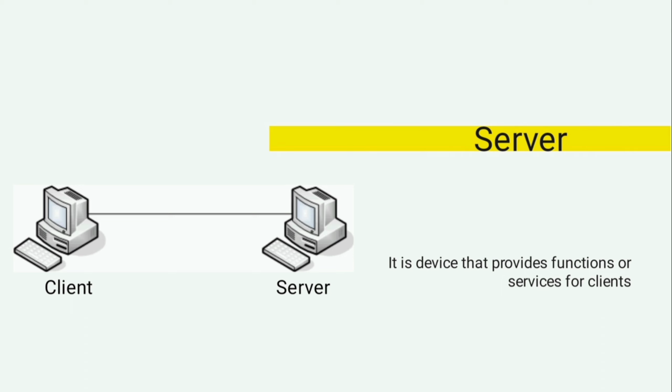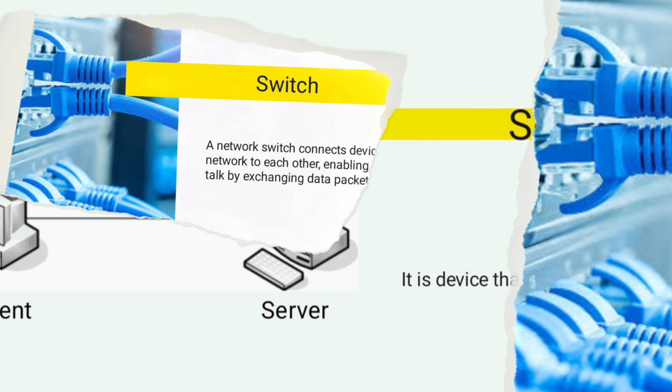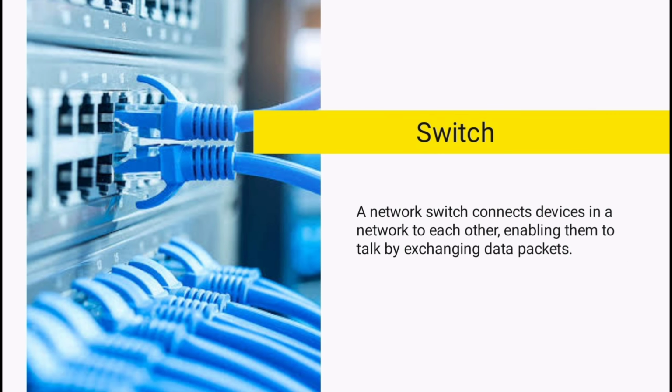Clients and servers can be either hardware devices, such as computers, or software applications running on those devices. For example, a web browser running on a computer is a client that requests web pages from a web server, which is a software application running on another computer. Similarly, an email client running on a smartphone is a client that requests email messages from an email server running on a mail server.